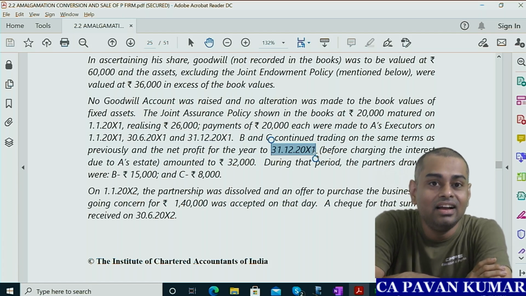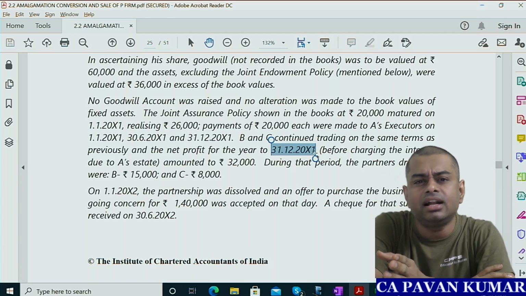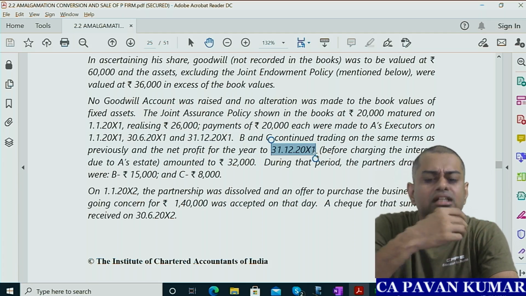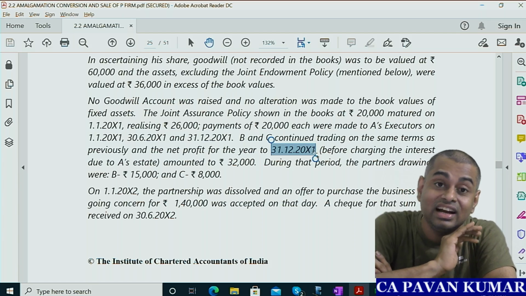Isn't it? Now there is another twist. Pavan sir, realization account you taught us 100 times. In amalgamation we have done that. So we can do that easily. Beta, yes, we can do that easily. But do you know what is the interesting story here?